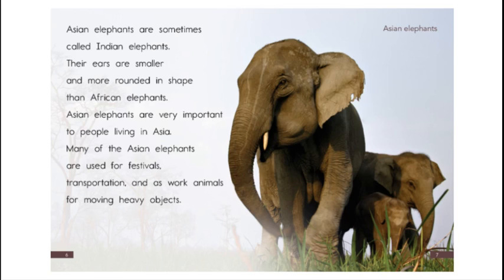Asian elephants are sometimes called Indian elephants. Their ears are smaller and more rounded in shape than African elephants. Asian elephants are very important to people living in Asia. Many of the Asian elephants are used for festivals, transportation, and as work animals for moving heavy objects.